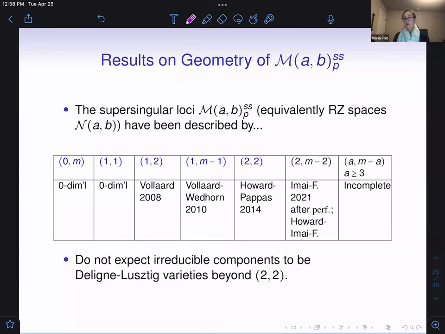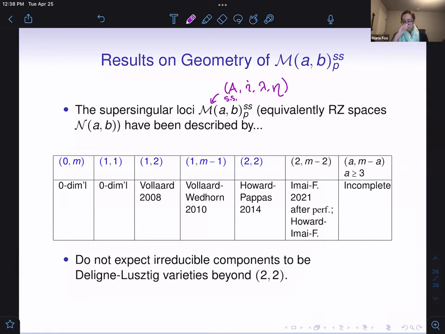So that's what goes wrong in signature 2-3 and how we can sort of fix it by, instead of being isomorphic to a Deligne-Lusztig variety, at least creating a morphism to one. So just to remind you of what we've seen so far, we were studying the supersingular loci. So these are abelian varieties that happen to be supersingular with our action, polarization, and level structure.